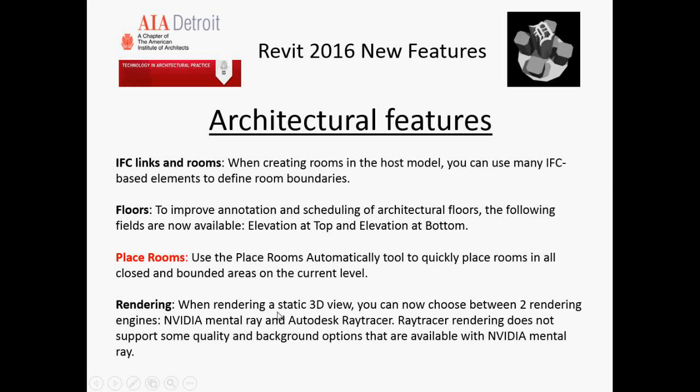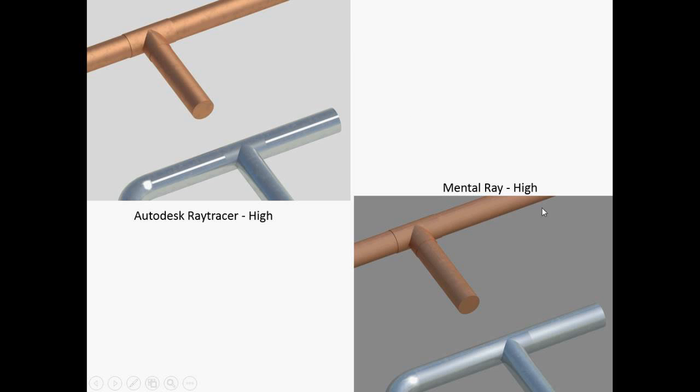Rendering. Let's see. This is kind of neat. I did an example of this. Autodesk has added their own ray tracer, so you don't have to use the NVIDIA Mental Ray only. I think I have an example right there. Yeah. So this is using the Autodesk ray tracer, just default settings, only changing it to high resolution, and the Mental Ray. So I don't know. I think the Autodesk one looks a little bit better on the copper pipe, but maybe not so nice on the, I don't know, galvanized or whatever that was, stainless maybe.